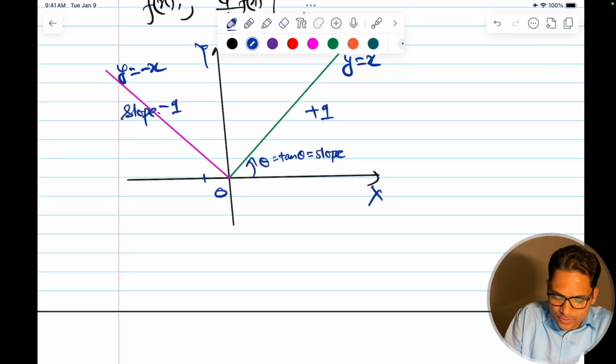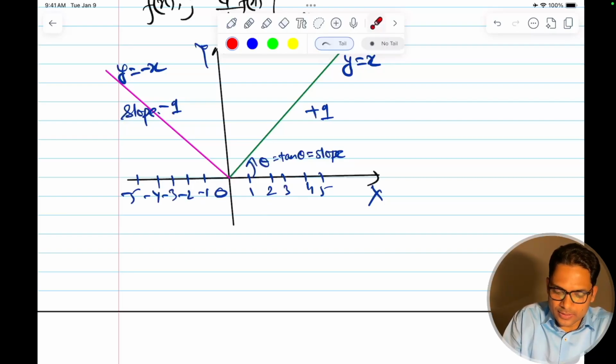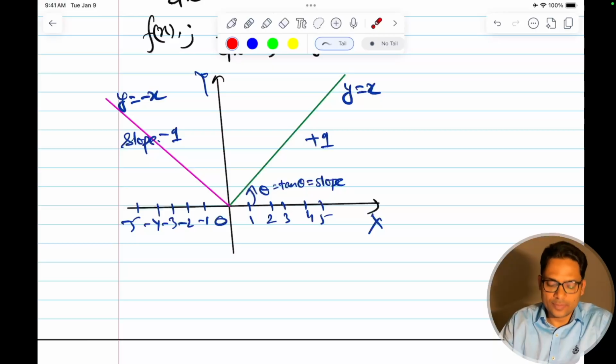Why -1? If you see 1, 2, 3, 4, 5, -1, -2, -3, -4, -5. I have discussed this earlier, so I'll just discuss again. Why is this slope positive, +1? Say if you go from 1 to 2, if x is increasing, y is also increasing here. y will also be 1, y will also be 2. So if x is increasing, if you go towards the right, then y is also increasing.